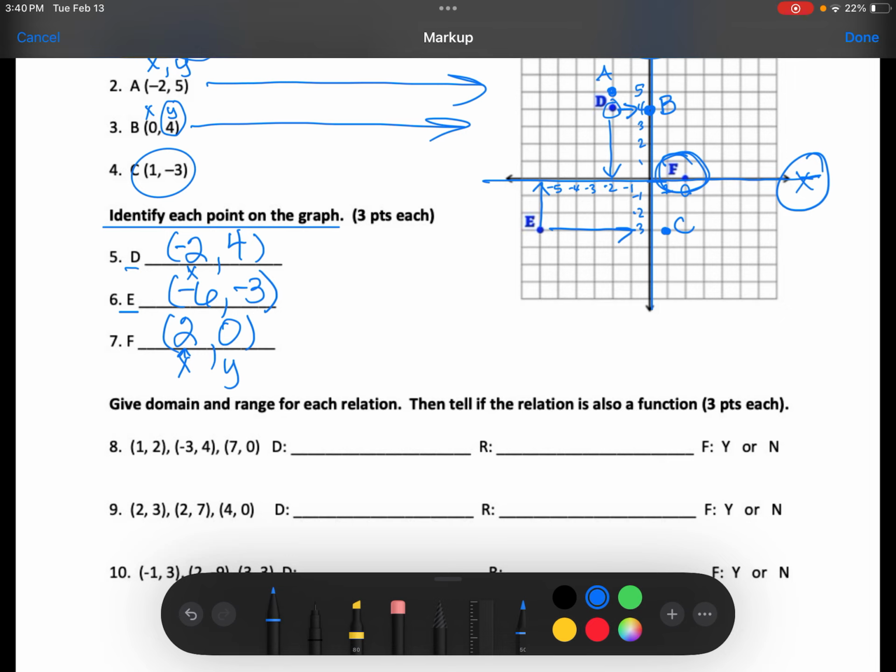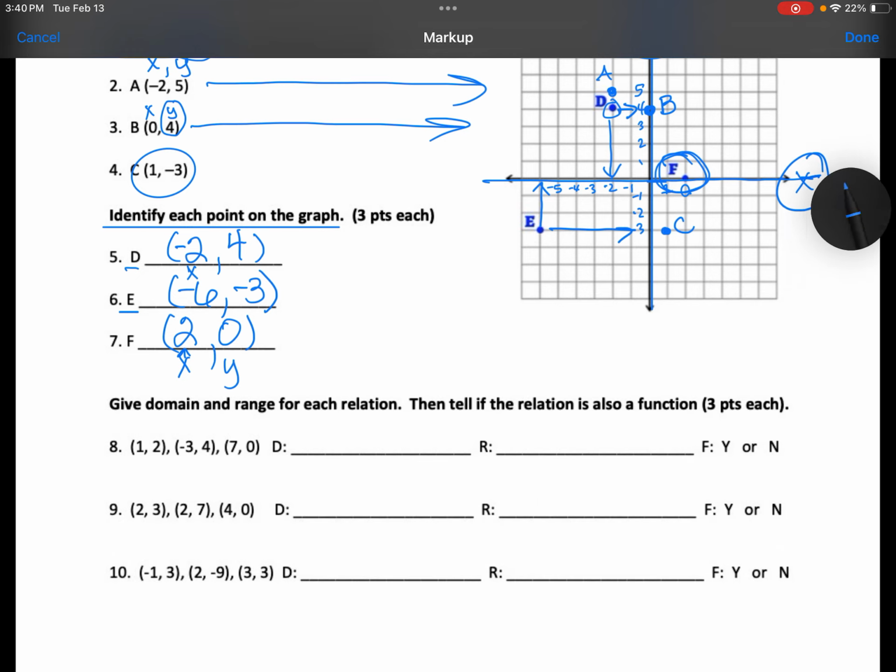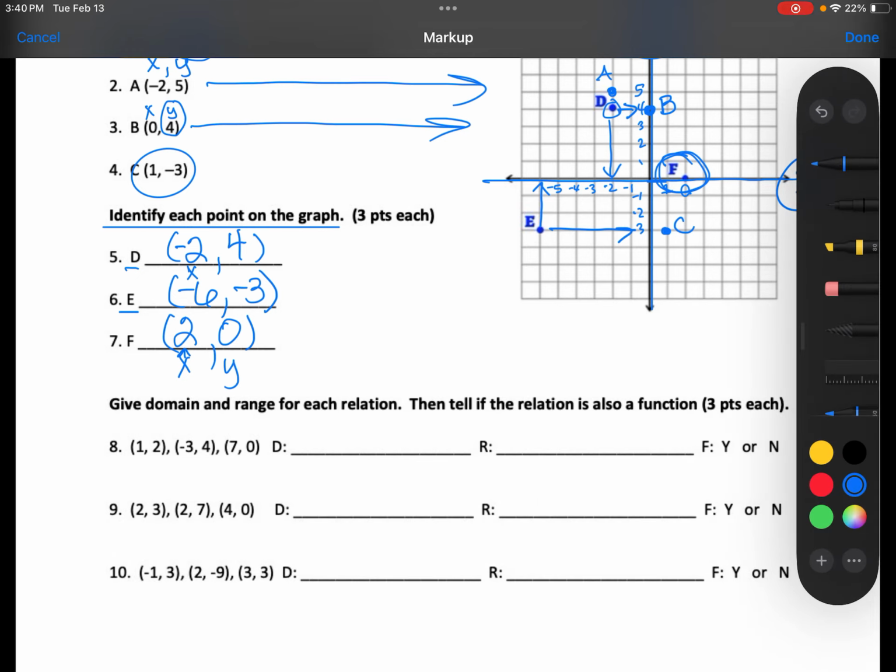I had lots of questions about number 8 through 10. This was done in, I think, lesson 6.2. And so it's been a while since we did that lesson, so some of y'all have forgotten. But domain is the X and range is the Y. Okay, so let's start by just giving domain and range for each one. And then we'll talk about this last part over here after we finish doing domain and range.